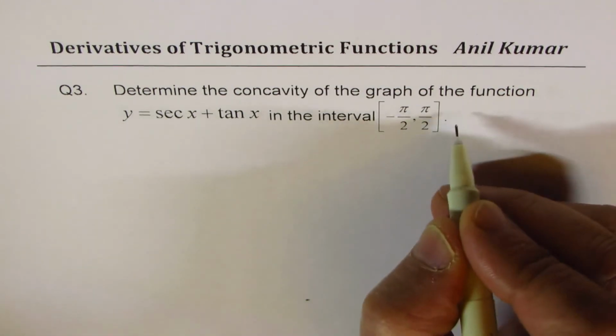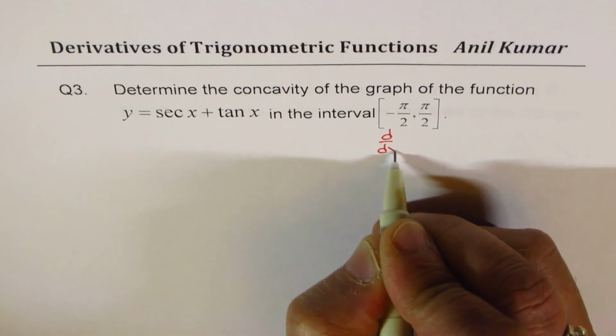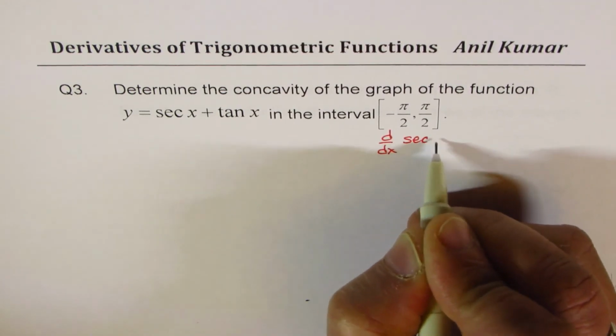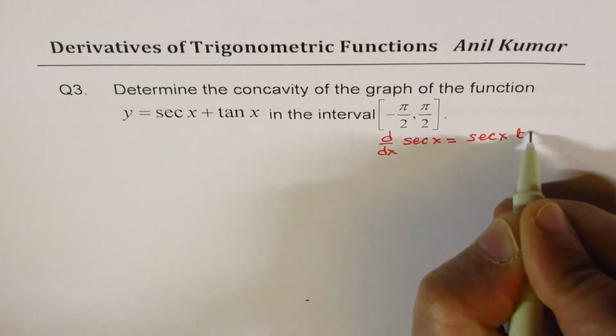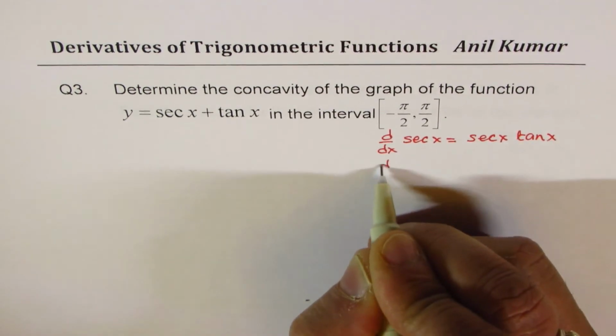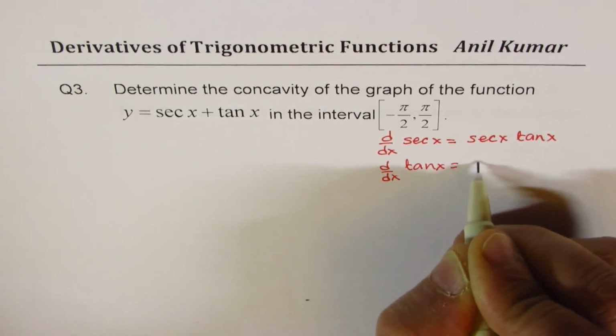Let me write them down here. So we have d/dx of secant x equals secant x tan x. Slowly you have to remember all this, correct? d/dx of tan x is secant square x.